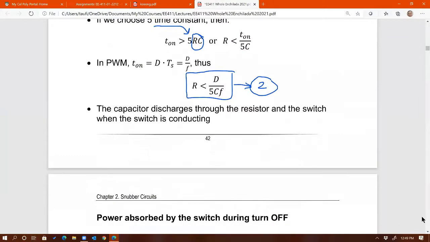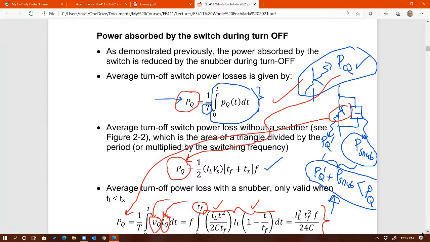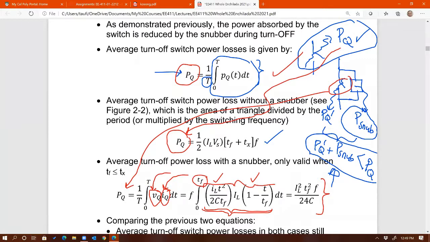So let me go back to this picture I had earlier, because now we have the equations to analyze these circuits. You see this picture that I drew earlier? You have PQ and you have P snubber. By increasing the snubber capacitance, you decrease PQ, but at the cost of increasing P snubber. That's what I meant earlier by saying that when you are using a snubber, make sure that you size the snubber components properly, because you have this trade-off between the two. As this one goes down, the other one goes up.